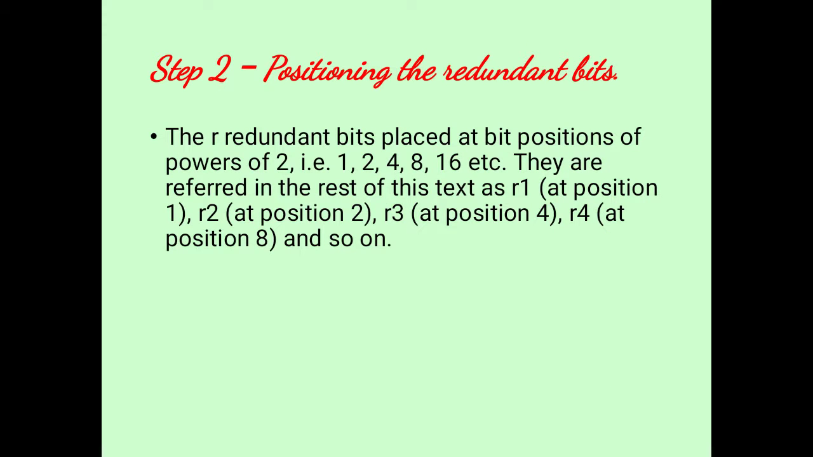Step 2, positioning the redundant bits. Following this step is very important. The r redundant bits are placed at bit positions that are powers of 2, starting from 0, 1, 2, 3, and so on. 2 to the power of 0 is 1, because anything to the power of 0 is 1. 2 to the power of 1 is 2. 2 to the power of 2 is 4. 2 to the power of 3 is 8.